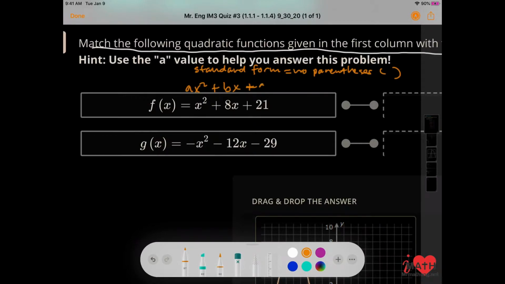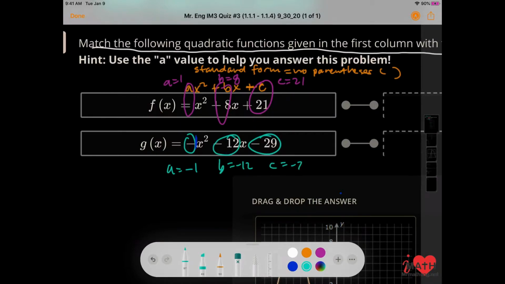Do you notice the strategy I'm doing here? I'm writing the form right above my given. Why do I want to do that? Because then I can identify that the A is 1 in this problem, my B is 8, and my C is 21. The problem below would be A is negative 1. Remember, you can just write a 1 right there. And my B value is negative 12, and C value is negative 29.